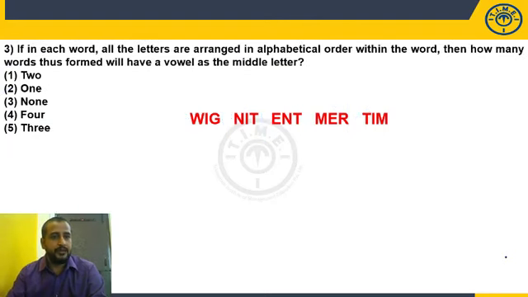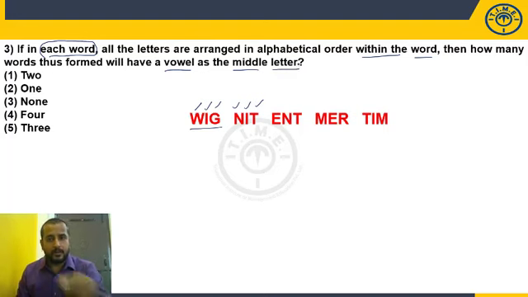Question number 3. If in each word, okay, so we need to consider each and every word. All the letters are arranged in the alphabetical order within the word. Within the word, we have 3 letters, right? In each word, we have 3 letters. So within a word, these letters are arranged in alphabetical order. Now, what is the question asked? Then how many words thus formed will have a vowel as a middle letter?